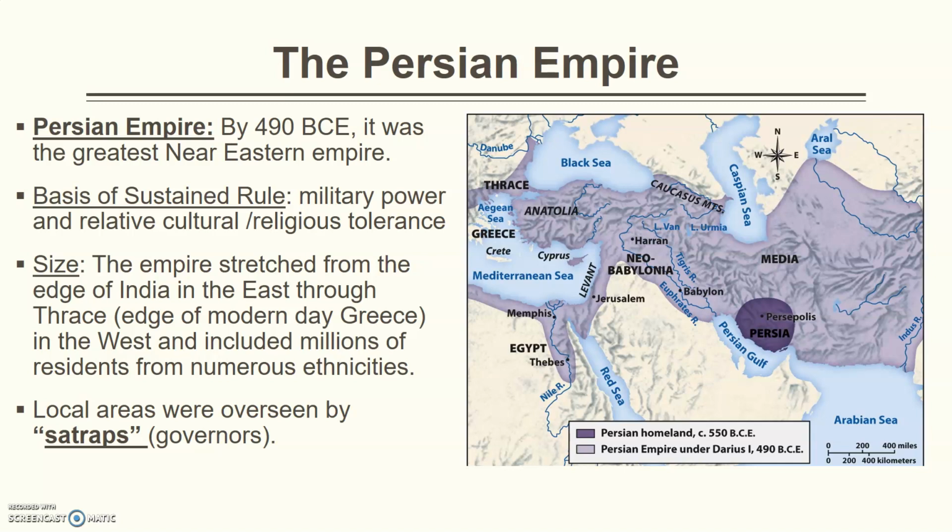Military power. One, they could just crush their enemies. Great warriors. A really good military machine. They had great logistics carrying information across the entire empire. They even had a postal service and a King's Road and things like that. So that's military power. But the other is relative cultural and religious tolerance.